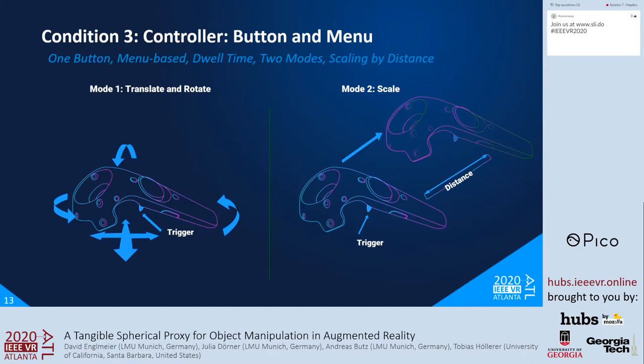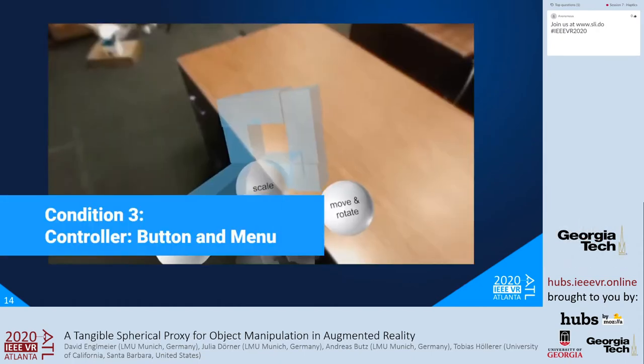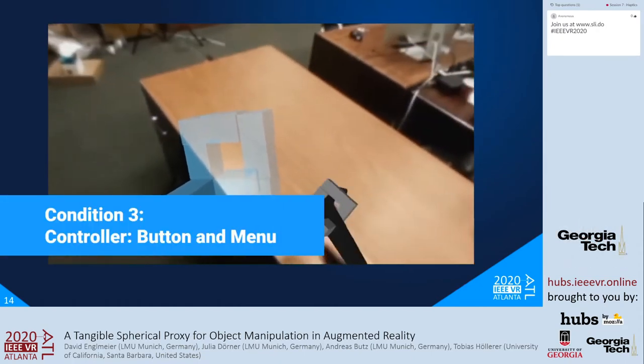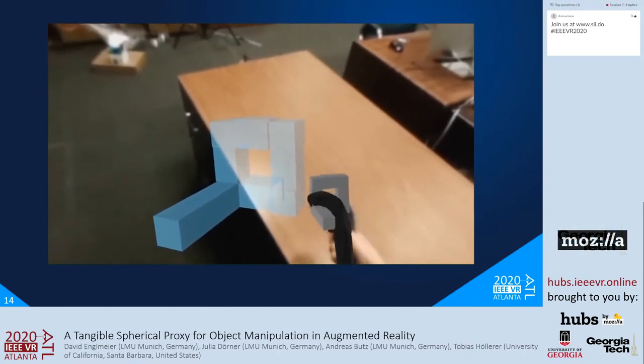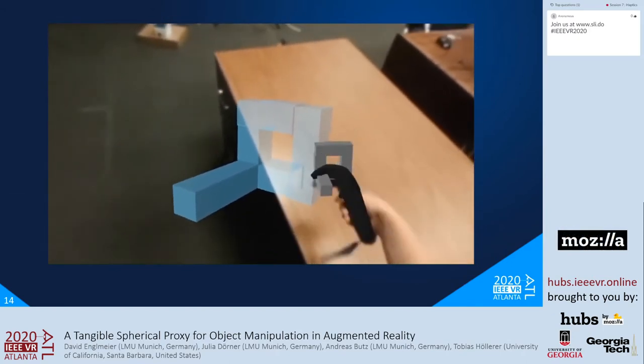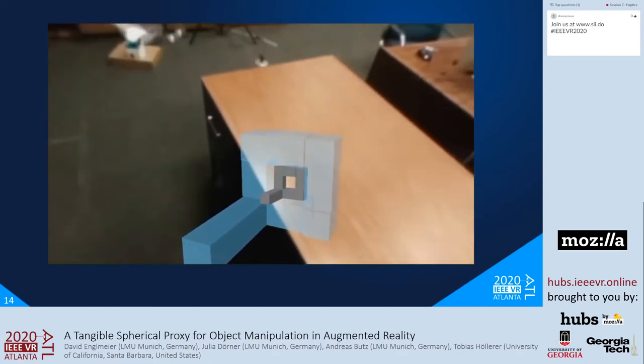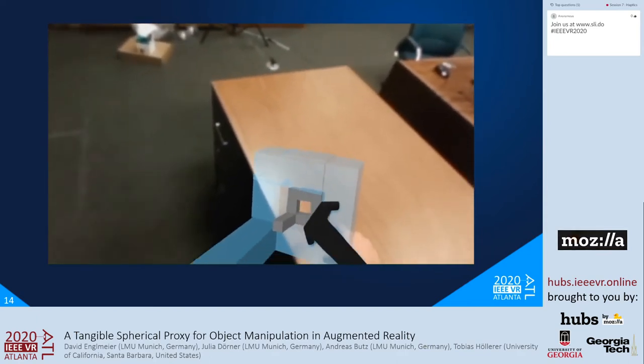For the third condition, controller button and menu, we added a physical button to the interaction, meaning that now in both modes a clutching technique could be applied, enabling one-handed interaction. Therefore, we also changed the scaling mode now to a distance-based approach. So in the video, we can now see that the controller can be easily operated with just one hand by holding and releasing the trigger. While for scaling, an increase in distance with a held trigger increases and the opposite action decreases the object scale.